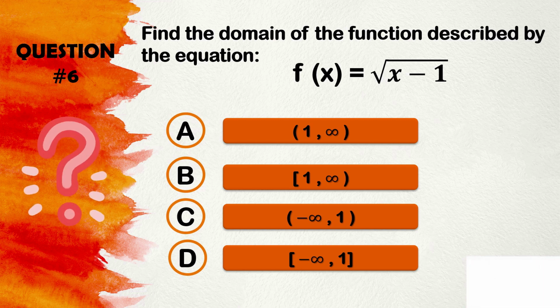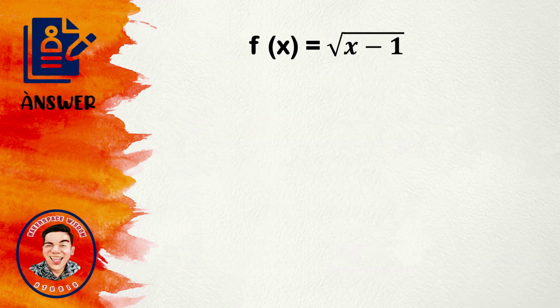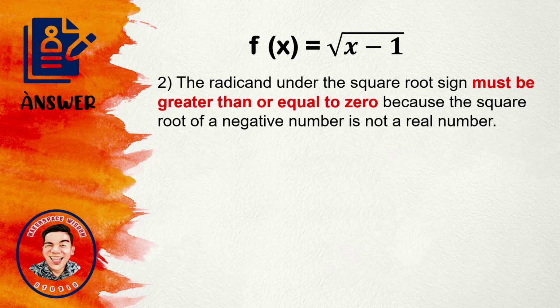Alright, let's try to solve this one. Solving the given equation, we have f of x is equal to the square root of x minus 1. This applies rule number 2, which states that the radicand under the square root sign must be greater than or equal to 0 because the square root of a negative number is not a real number. So we have here x minus 1 is greater than or equal to 0. Transposing minus 1 to the other side, this will become x is greater than or equal to positive 1.